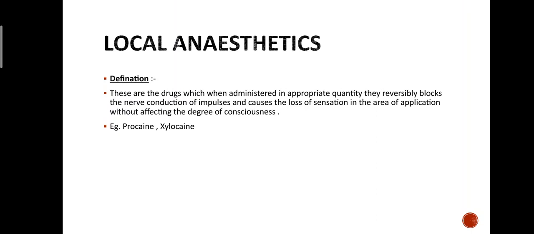Once again I repeat, these are the drugs which, when administered in appropriate quantity, reversibly block the nerve conduction of impulse and cause the loss of sensation in the area of application without affecting the degree of consciousness. Examples of local anesthetics: Procaine and Xylocaine.